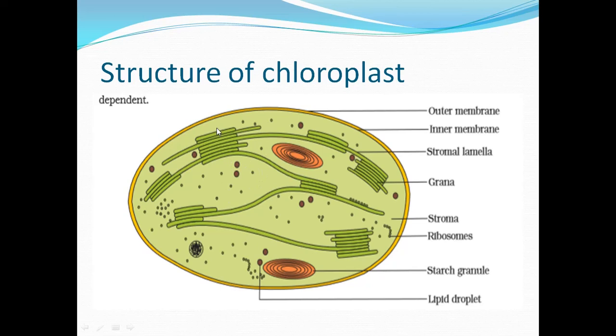On the surface of thylakoids, light harvesting complexes are present, which are important for photosynthesis. Now remember that these thylakoids are the main sites of the light reaction of photosynthesis. The components which are involved in the light reaction of photosynthesis are all present on these thylakoids as well as on the lamellae.